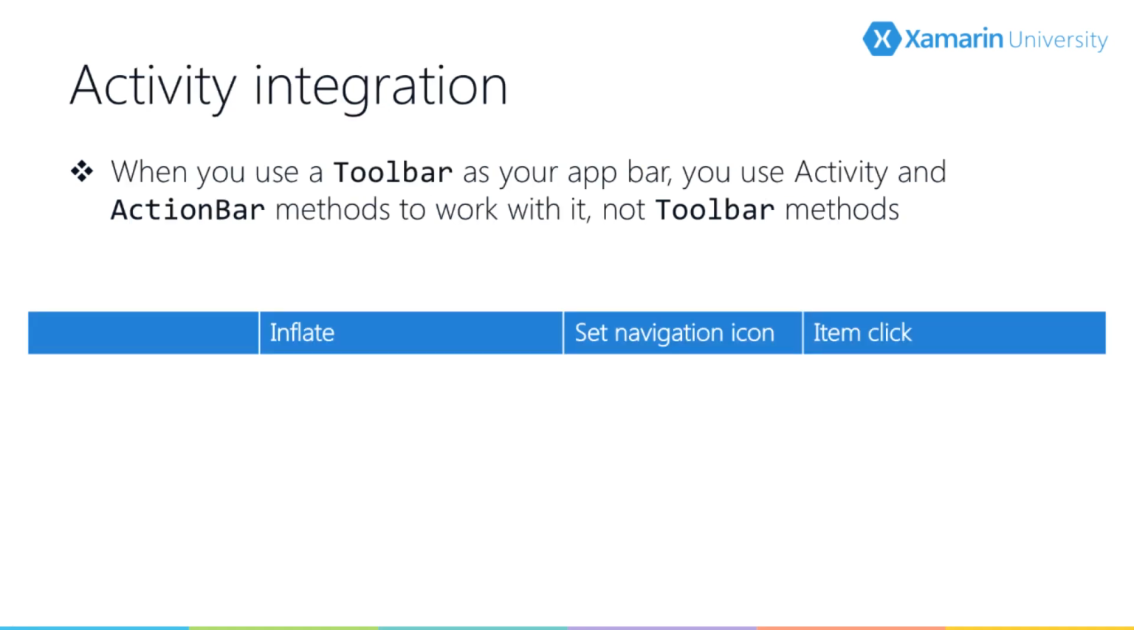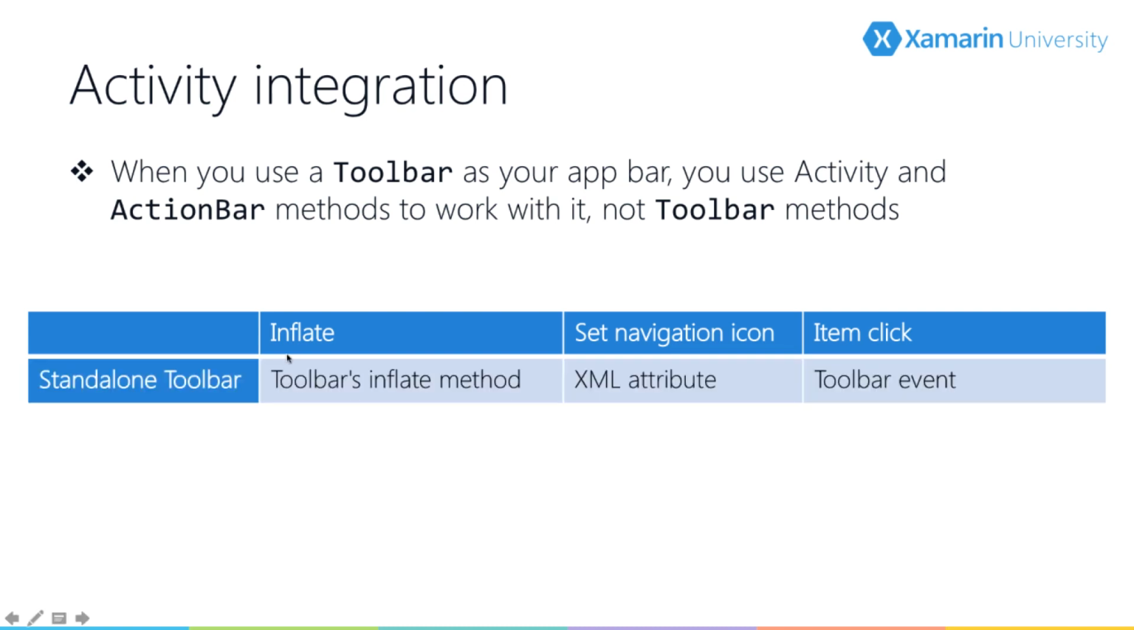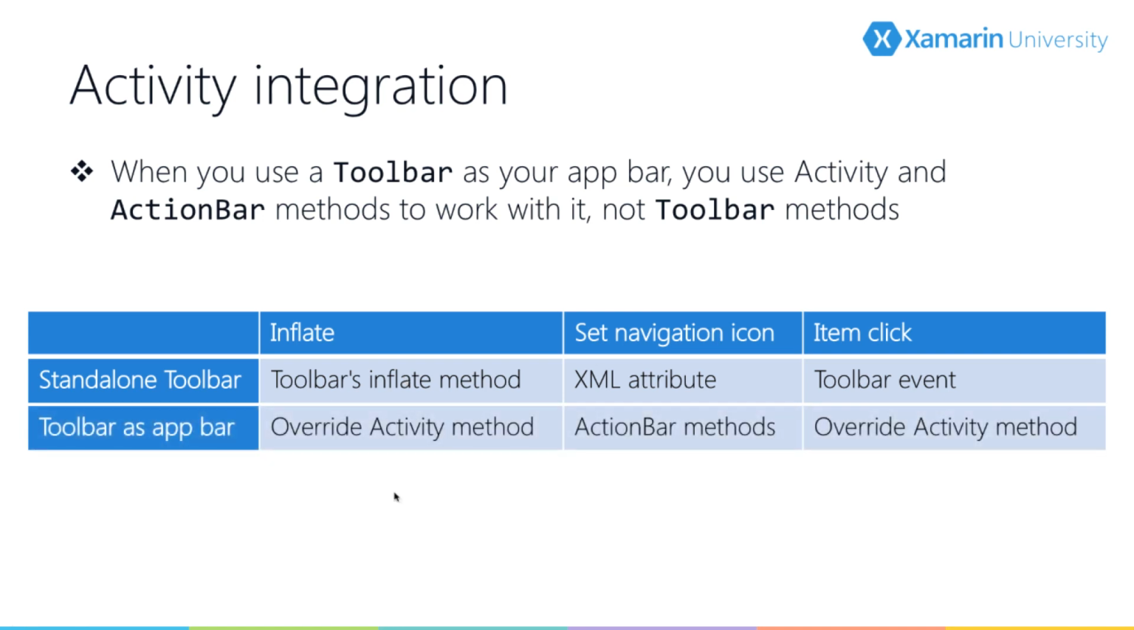Once you install a toolbar as your app bar, the way you work with it changes. What we were doing before to inflate our actions menu, we called the inflate method on the toolbar. Now we're not going to do that. Instead, we're going to override an activity method here to handle item click events. Remember, we were subscribing to the menu item click event on the toolbar. We're not going to do that anymore. Instead, we're going to override an activity method. The navigation icon we're going to talk about in the next part, so we haven't seen this yet, but that changes as well. You would set it with an XML attribute if you're using a toolbar by itself, and use action bar methods if you're installing a toolbar as your app bar.